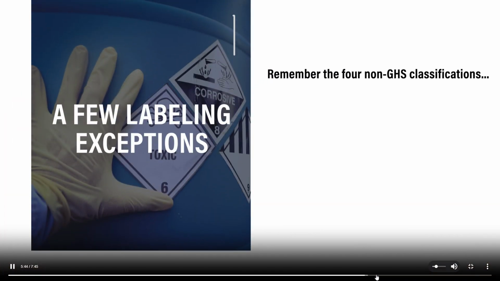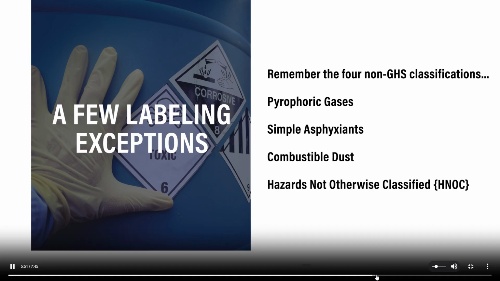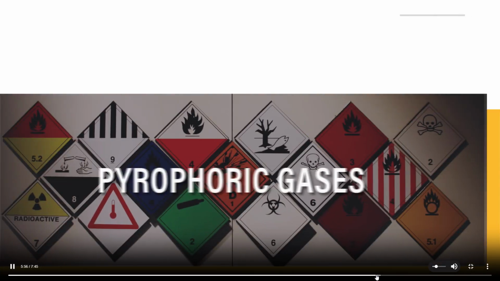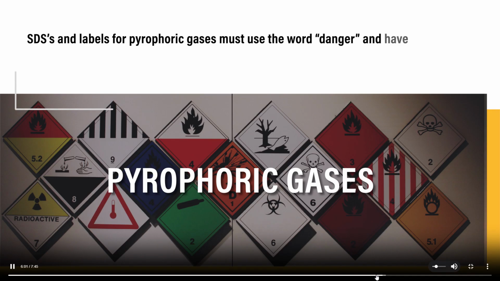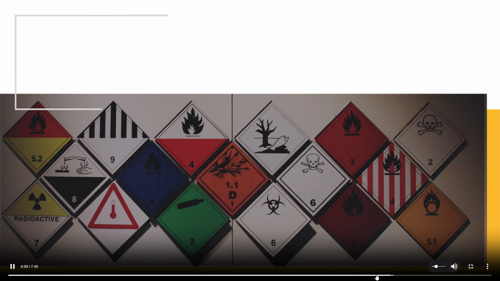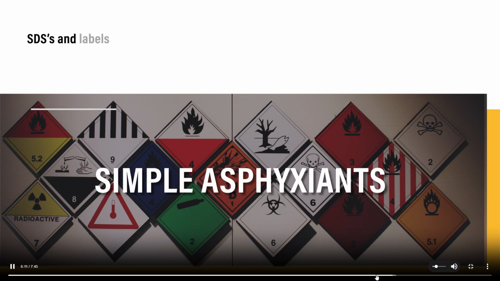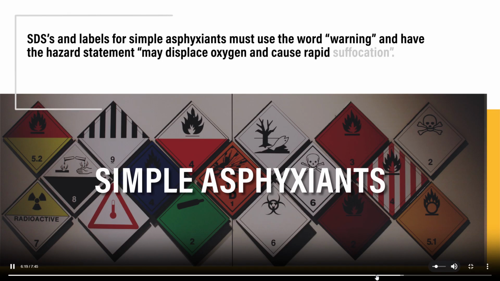Remember the four non-GHS classifications: pyrophoric gases, simple asphyxiants, combustible dust, hazards not otherwise classified, or HNOC. Pyrophoric gases. Safety data sheets and labels for pyrophoric gases must use the word danger and have the hazard statement: extremely flammable gas may ignite spontaneously if exposed to air. Simple asphyxiants. SDSs and labels for simple asphyxiants must use the word warning and have the hazard statement: may displace oxygen and cause rapid suffocation.